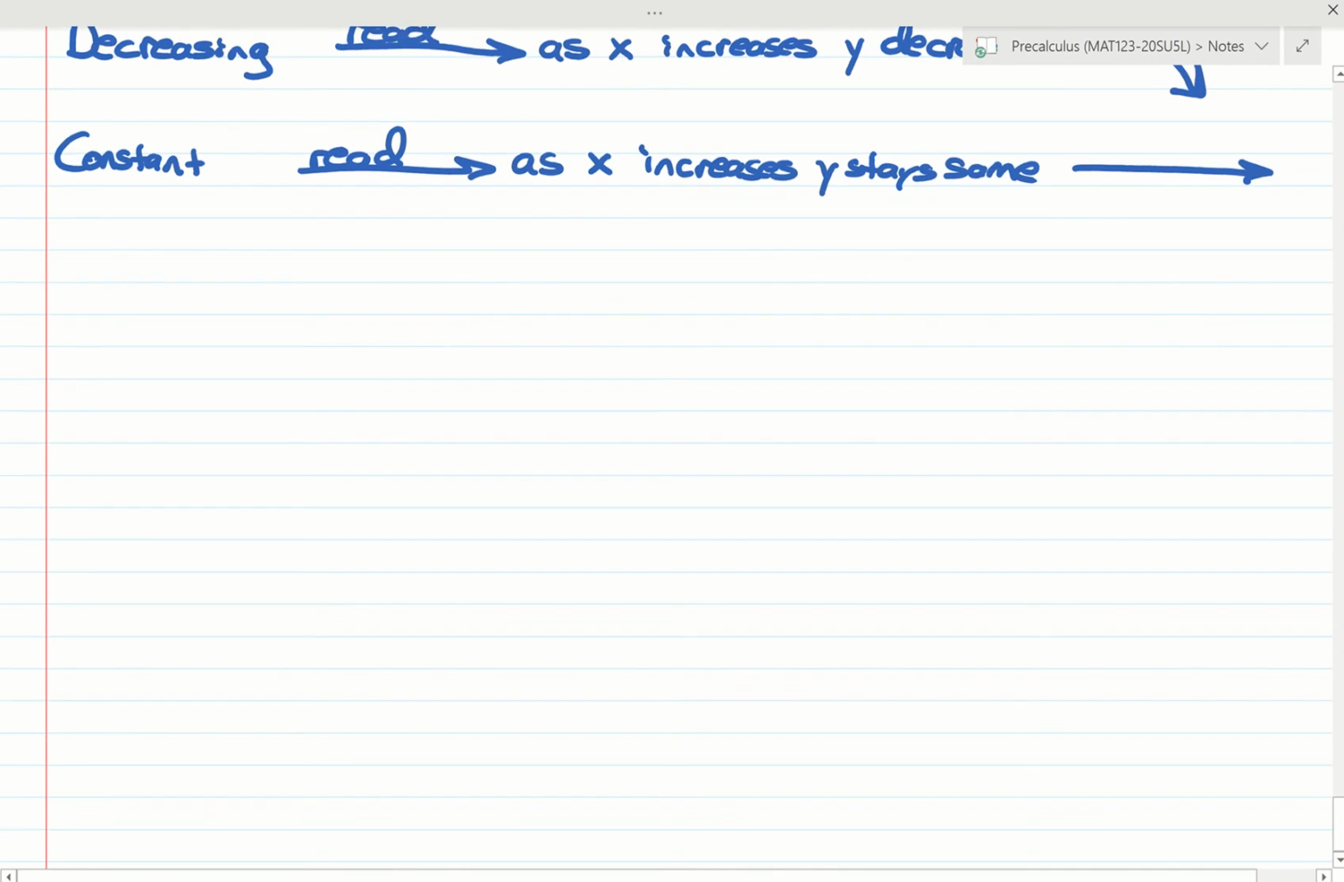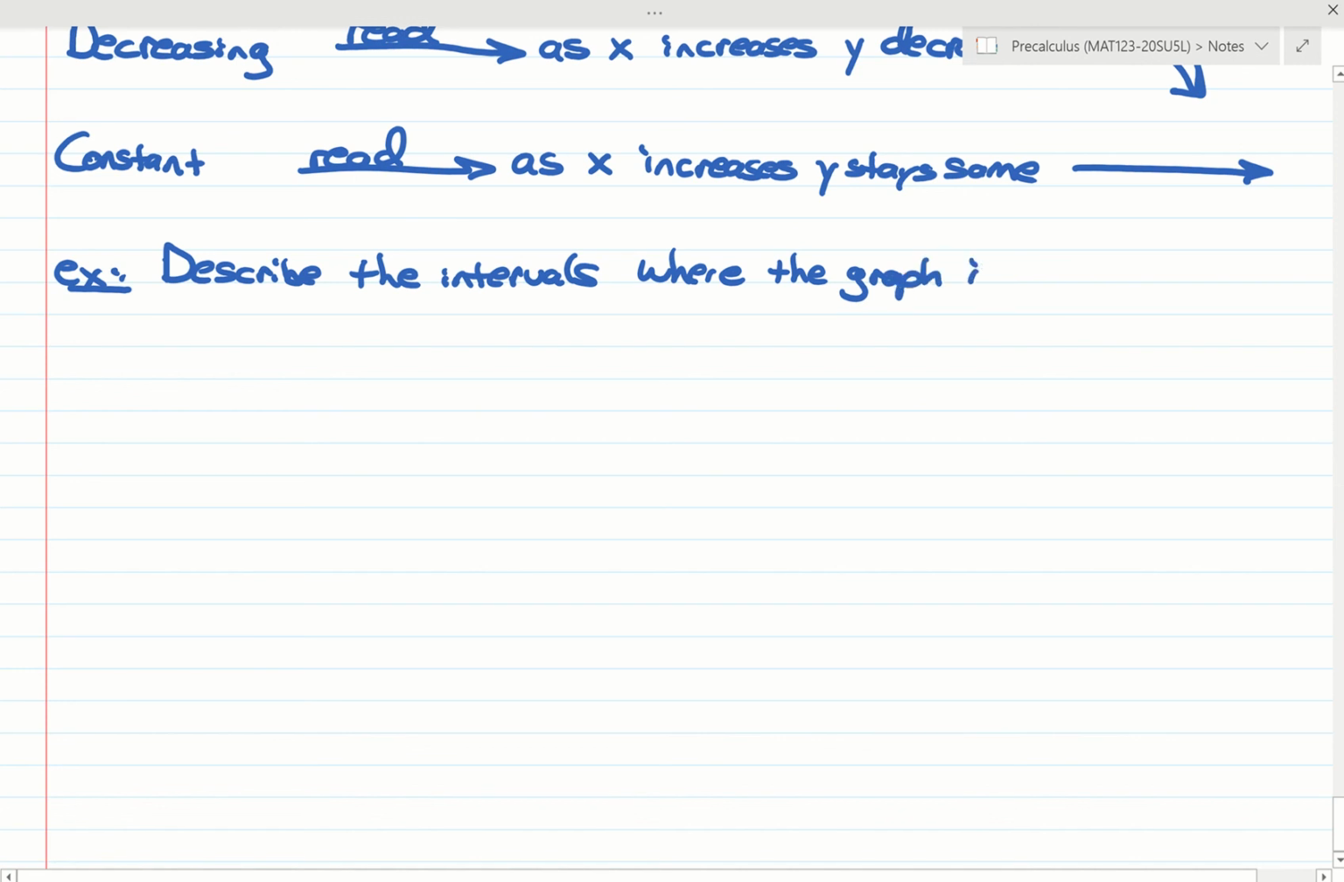Okay, so I'll give you a graph, and what I'm going to ask you to do is describe the intervals. So we're going to be using interval notation, where the graph increases, decreases, or remains constant.